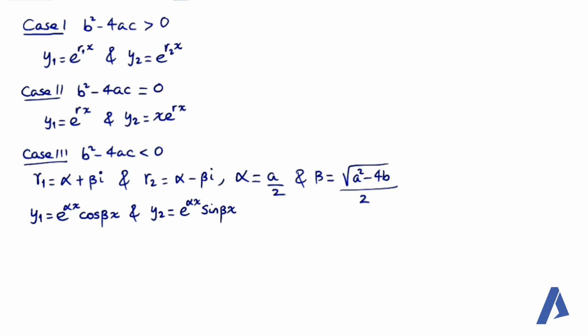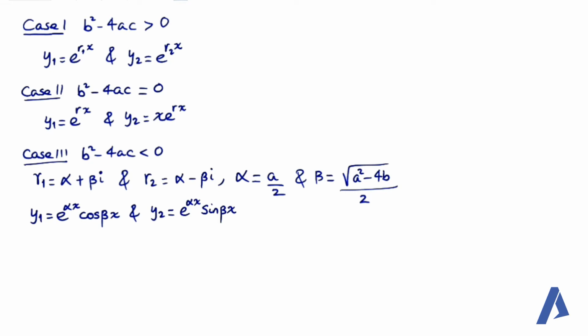Case 3 ደግሞ ለየት የሚለው if the determinant is less than 0 ያው complex root ነው የሚኖረን r1 is equal to alpha plus beta I and r2 is equal to alpha minus beta I where alpha and beta are given in terms of a and b.